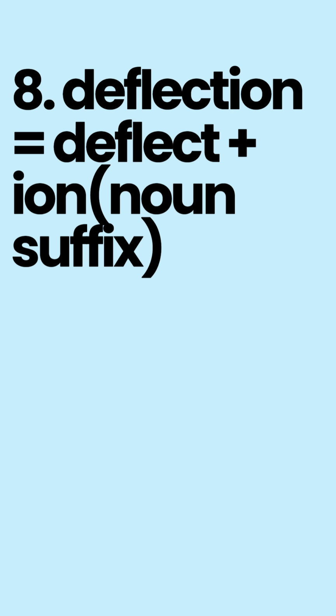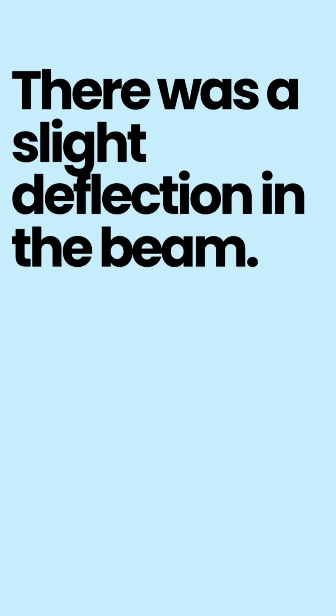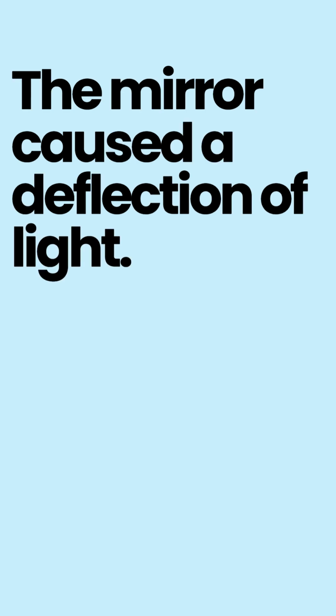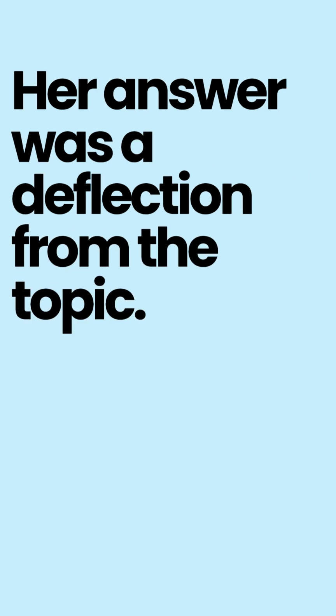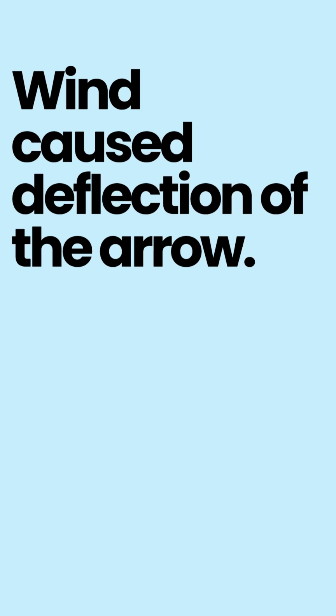8. Deflection. Deflect, ion suffix. Definition: the action of turning aside or changing direction. Example sentences. The deflection of the ball was perfect. There was a slight deflection in the beam. Deflection can be measured. The mirror caused a deflection of light. Her answer was a deflection from the topic. The deflection was unexpected. Wind caused deflection of the arrow.